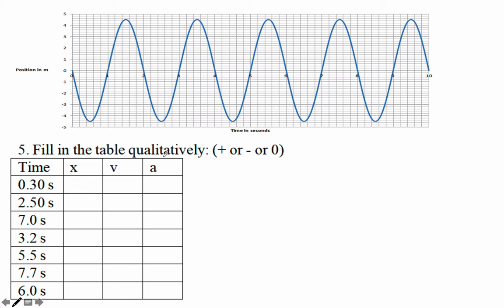Okay, so now we need to fill in just, is it 0? Is it positive? Is it negative? Now, x is pretty simple, right? If x is below 0, this is negative x and this is positive x, okay? Acceleration is also fairly simple too. There's two ways to do it.